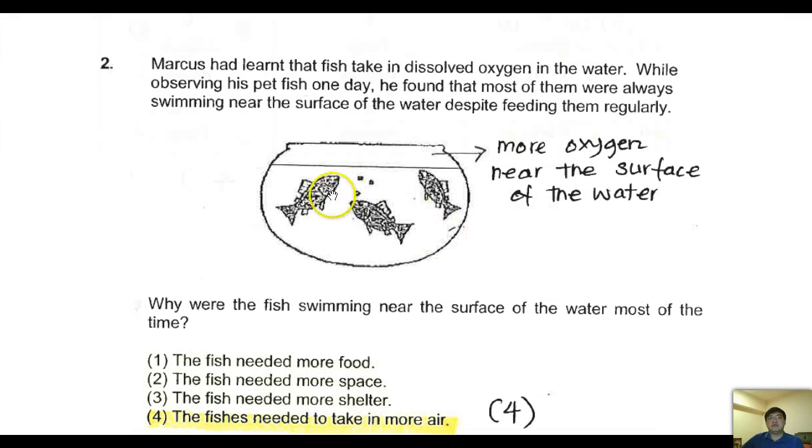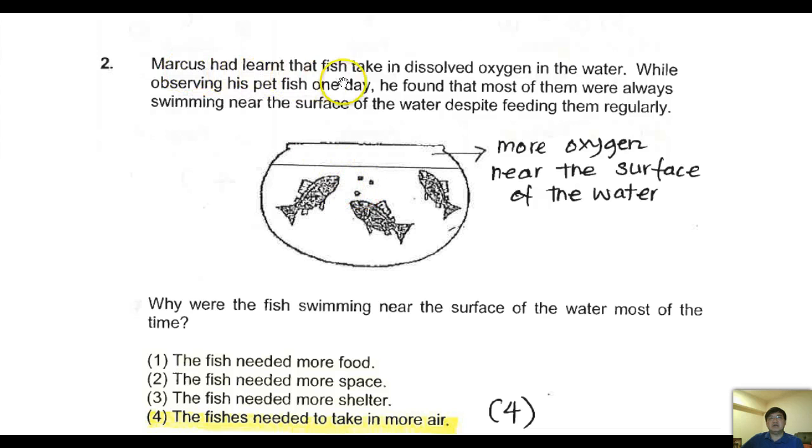Right, next, the fish near the surface, right, more oxygen will be around from the air around the surface before it dissolves in the water. The fish probably have no oxygen or less oxygen underneath, so they head towards the surface.